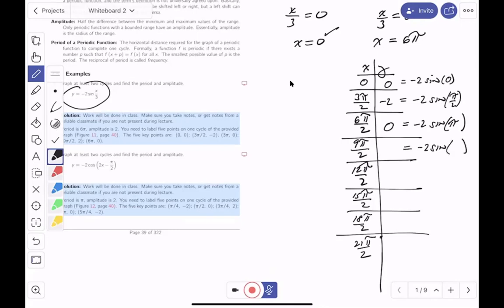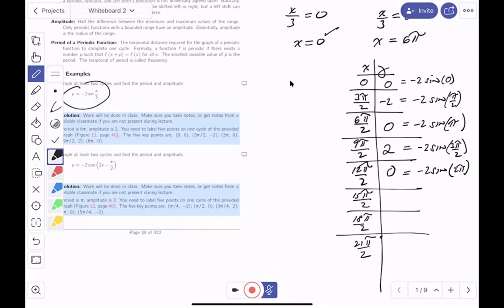What do you get over here? 3 pi over 2. What does that give you? Well, minus 1, and minus 2 times minus 1 is going to be 2. Well, we're really back at the beginning now. When I say that, the cycle ends, beginning and end. And that would be 12 pi over 2 divided by 3, which would be 2 pi. Again, no surprise here. That's going to be 0.